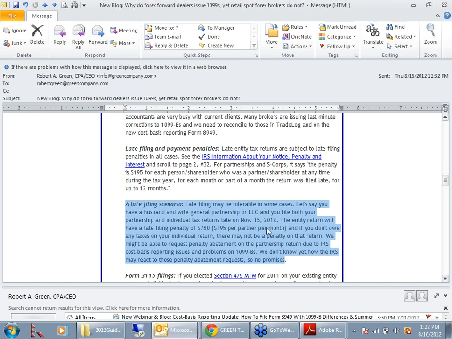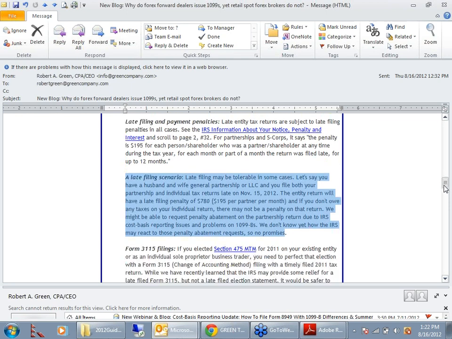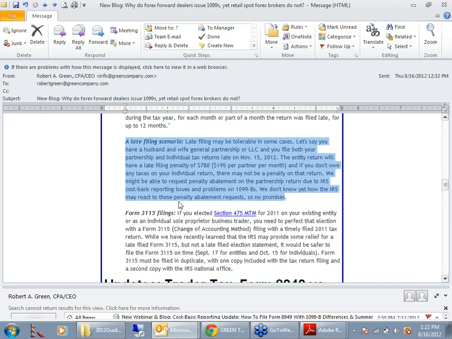But this is when that all comes into play, because it's the final return and the final numbers, and when you file that, you then look back to April 15th and see what the consequences are. Again, if it's an invalid extension, there could be late filing penalties and late payment penalties. So you don't want that. Now, there's also the 3115.